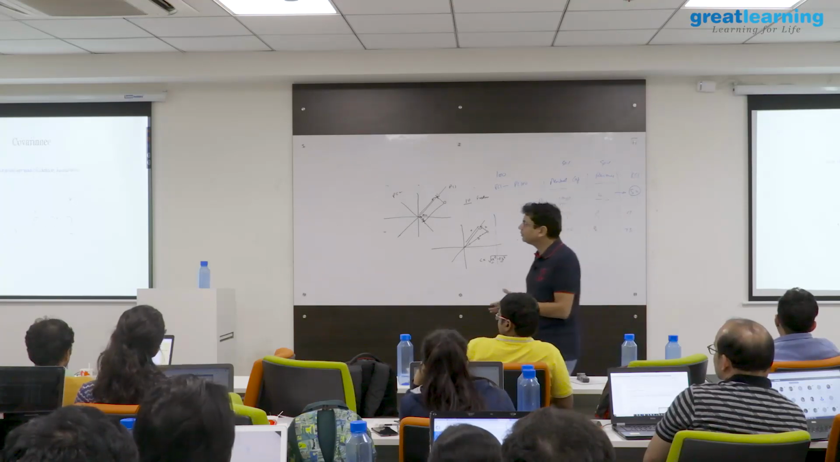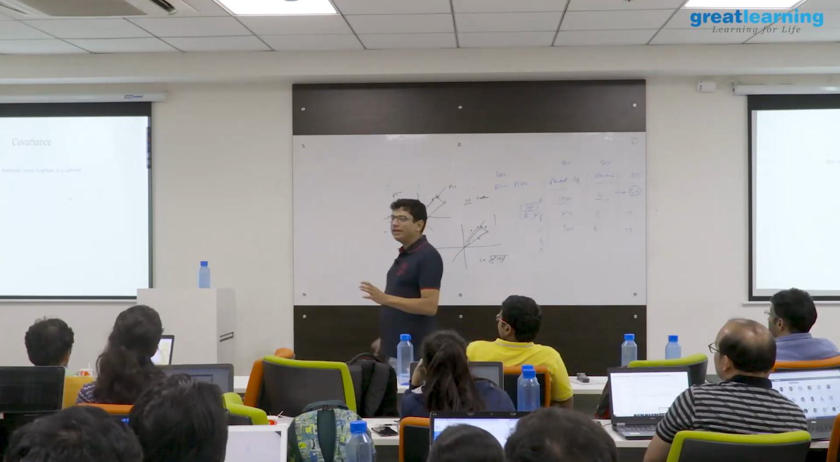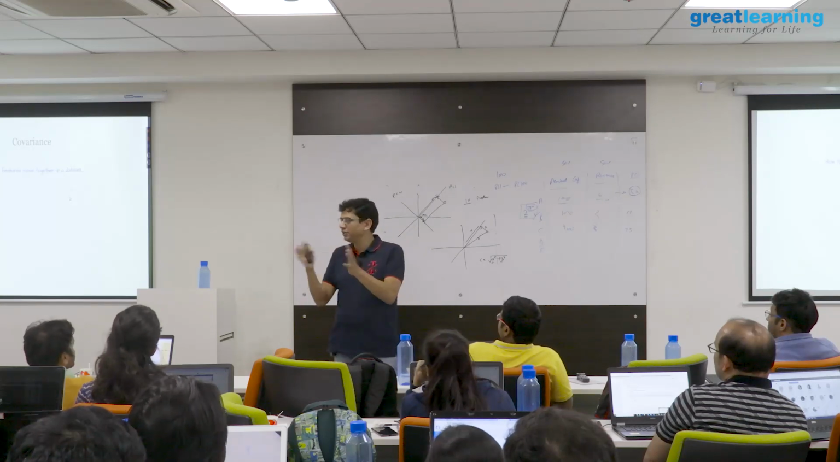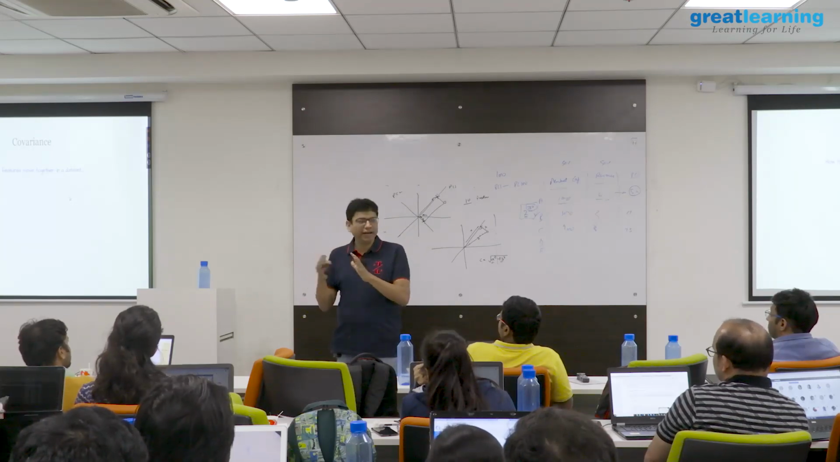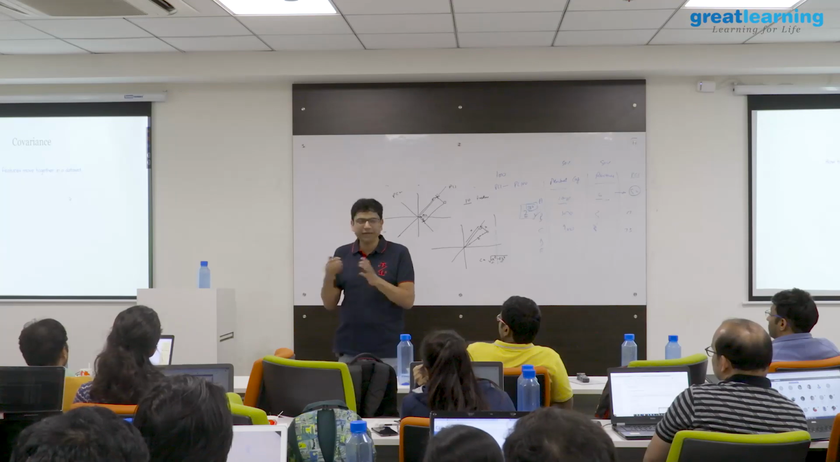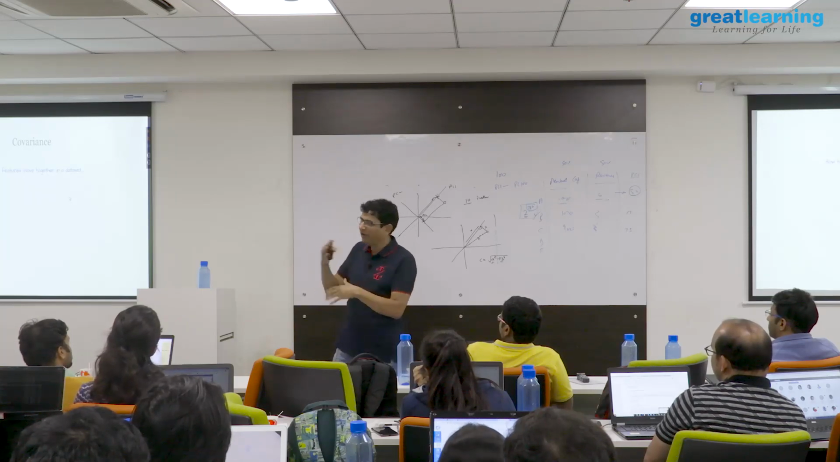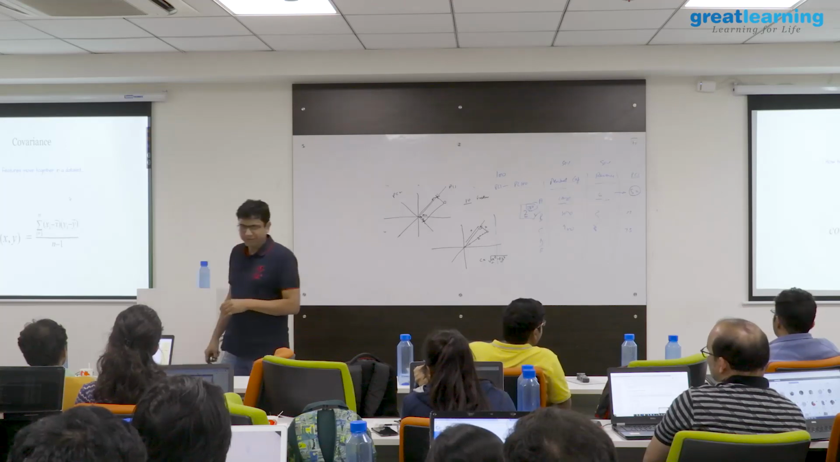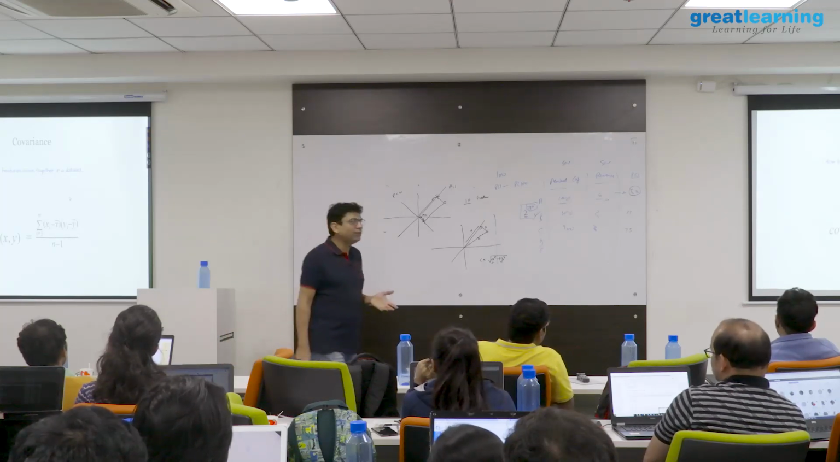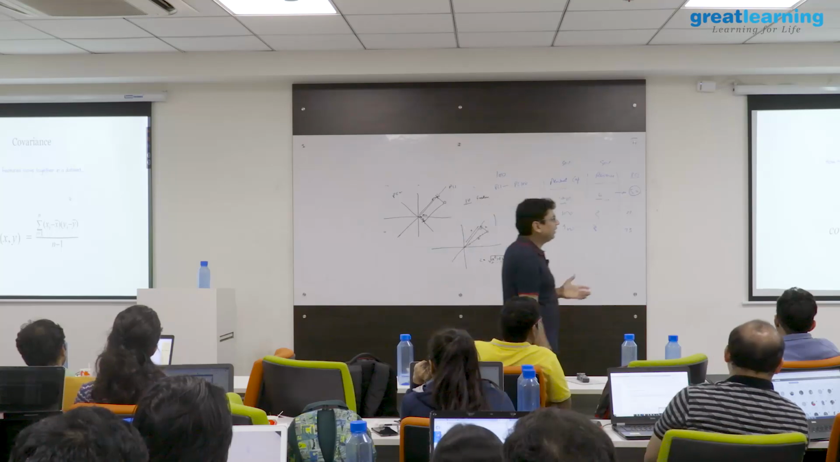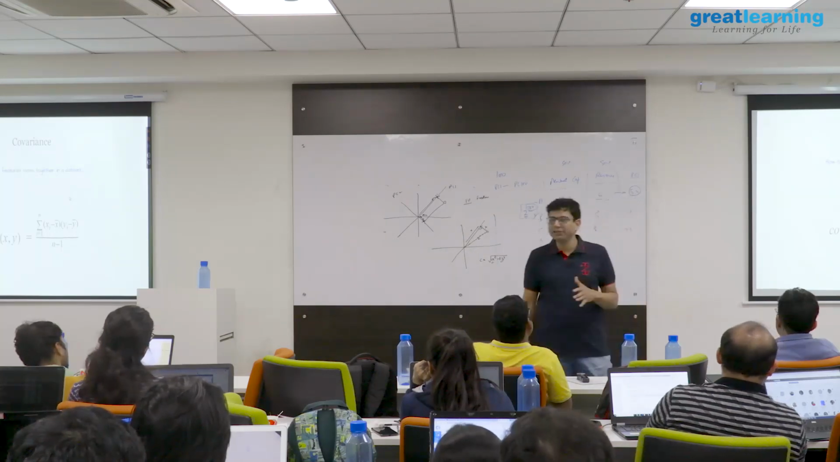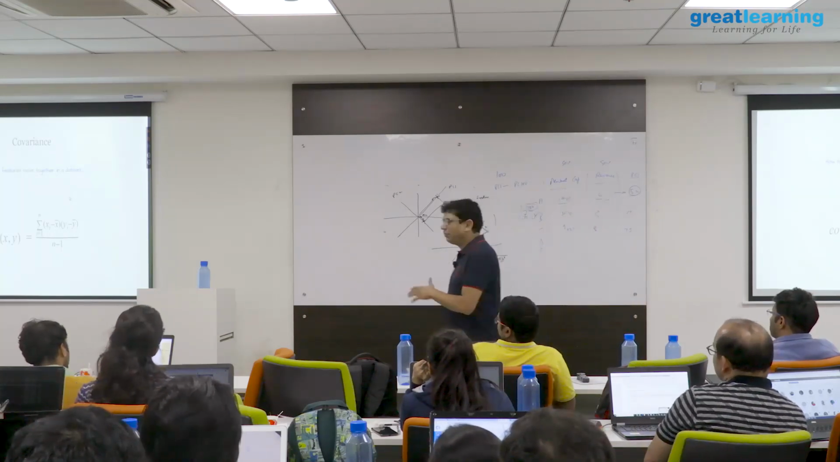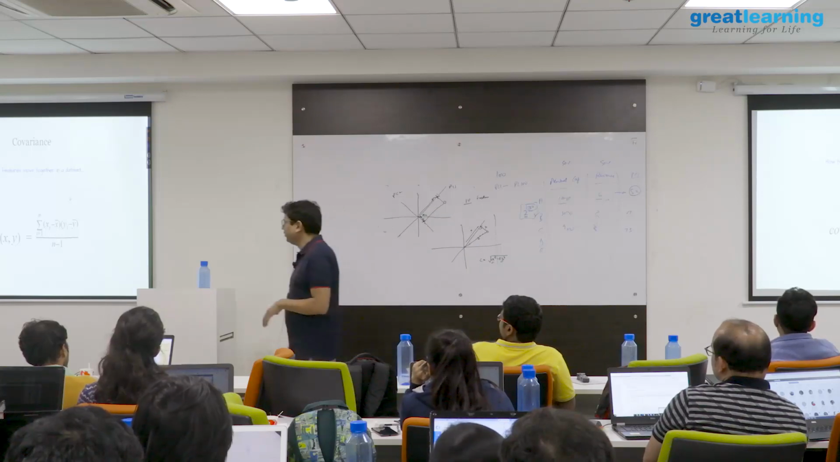What is covariance? Covariance basically tells how two features are related to each other, like how they move together or not at all. The formula is this: if x and y are two features, you take actual x minus the average of x, multiplied by the corresponding difference for y, and divide by n minus 1.